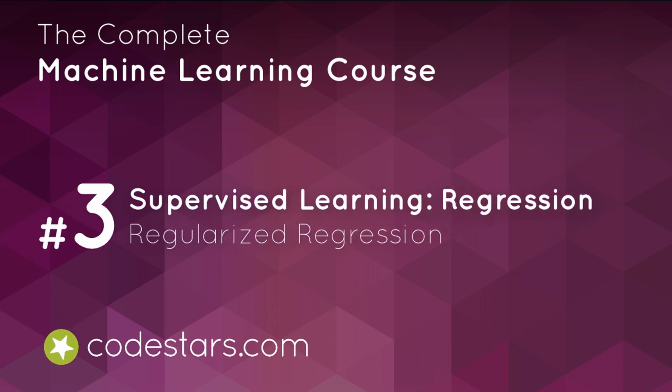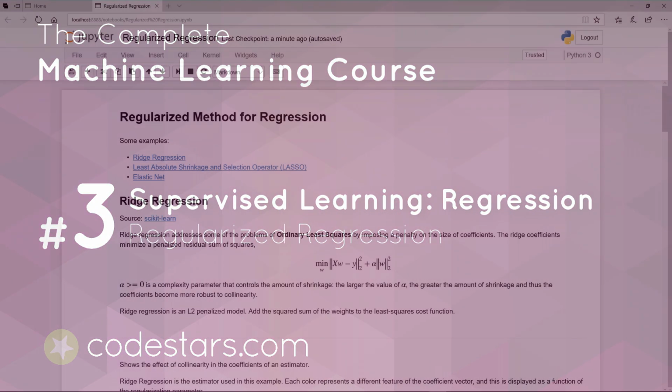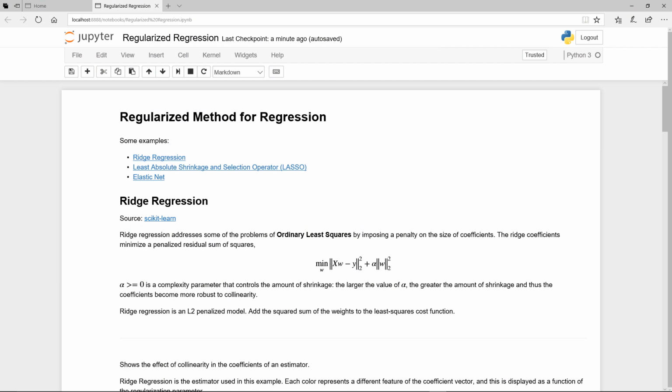Welcome back. In the previous video, we covered ordinary least square regression with gradient descent, the method that we use to estimate our coefficient. So in this video, we're going to cover regularized methods for regression. The basic idea of regularized methods is that they try to address some of the problems of ordinary least squares by imposing a penalty on the size of the coefficient.